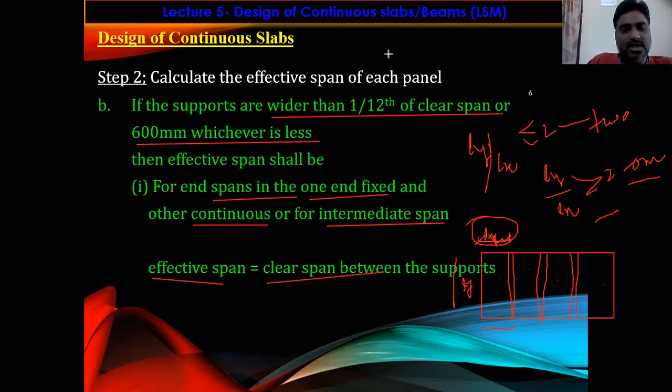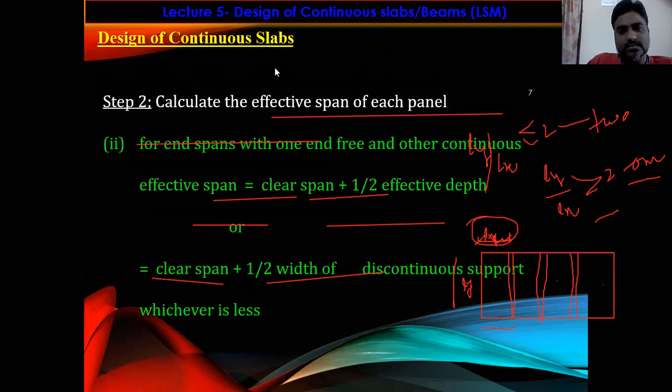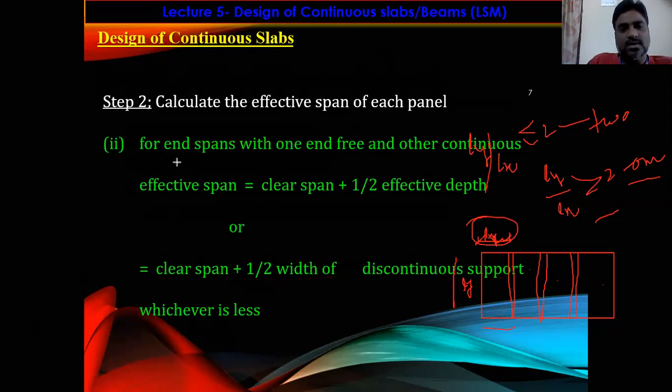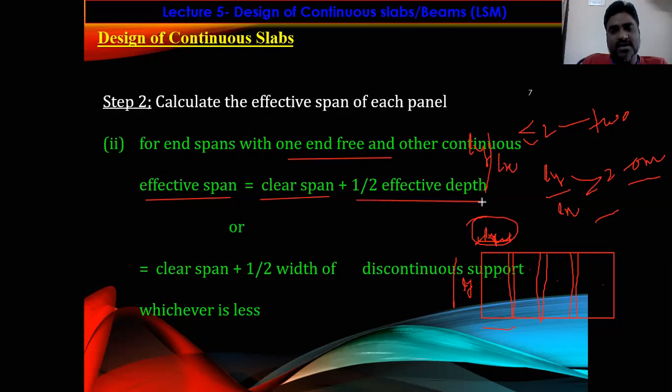Suppose another case is for end spans with one end free and the other end continuous. Therefore, the effective span will become the clear span plus half of the effective depth, or clear span plus half of the width of the discontinuous support, whichever is less. That should be considered as your effective span, right?